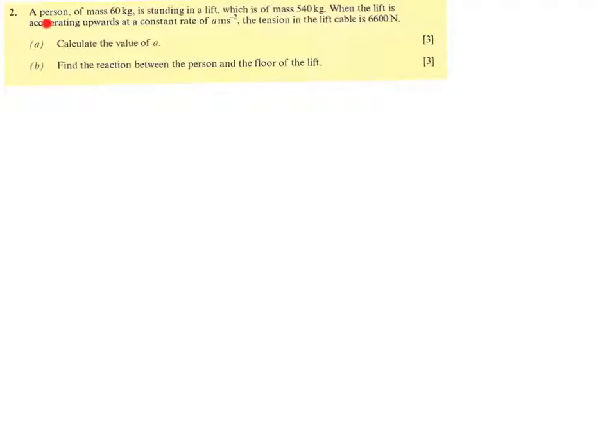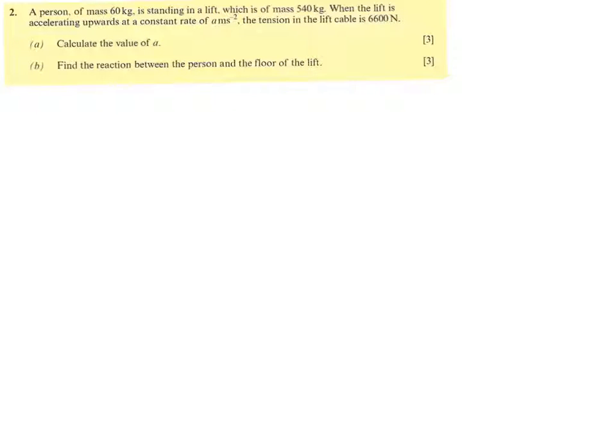So we've got a person with a mass standing in a lift. The lift has a mass. So we're going to have to account for both of those when we're looking at this problem. The lift is accelerating upwards. Acceleration is what we're going to have to work out, and we are told the tension. So let's get the diagram right first.